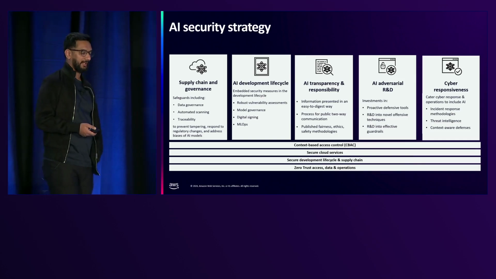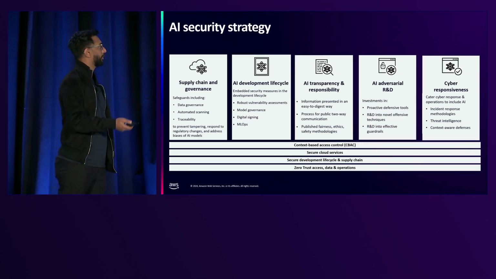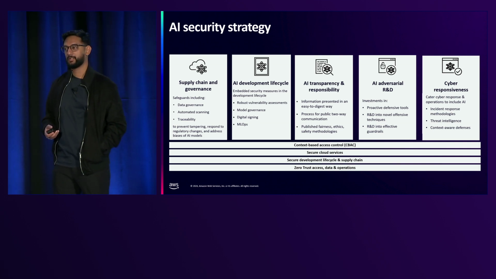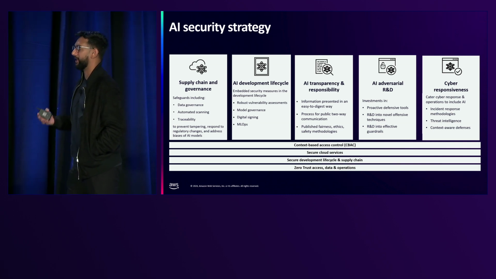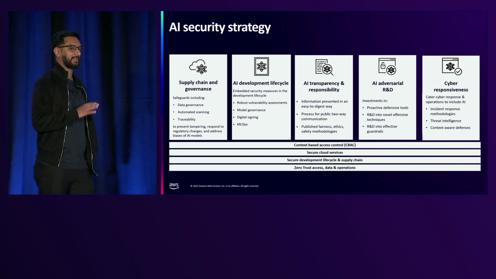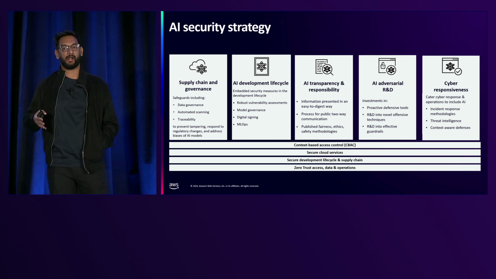The second part of it is the development lifecycle, which includes things like vulnerability assessments, understanding model governance, and ensuring there's a process where no humans are involved typically, and ML ops takes place in an automated fashion with all of the guardrails in place.